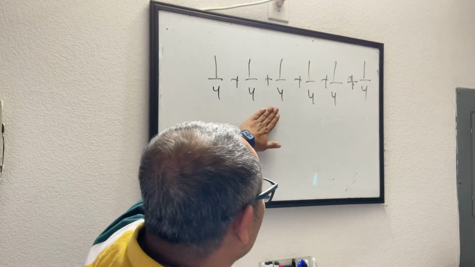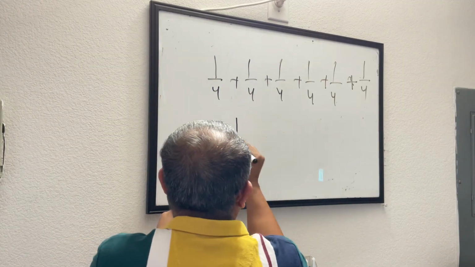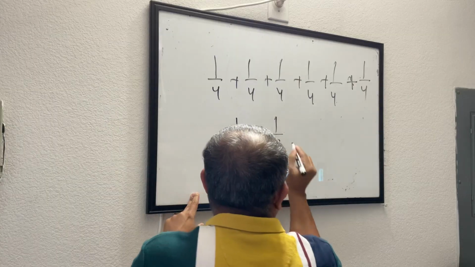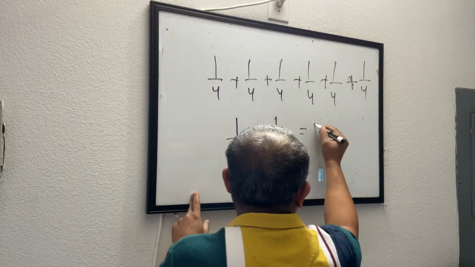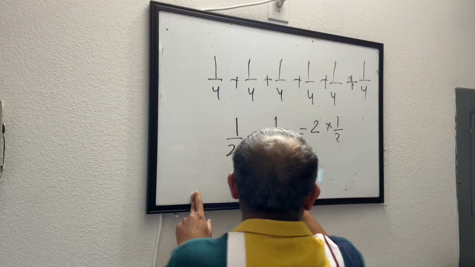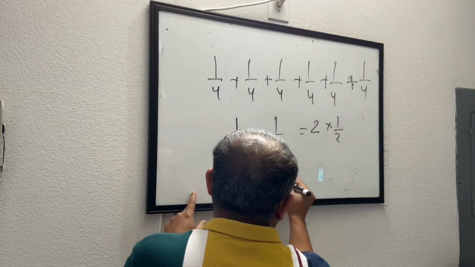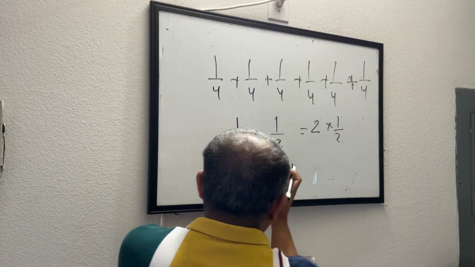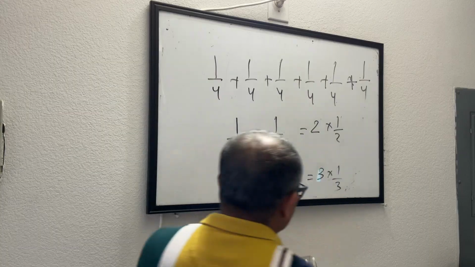Okay. This one, when we were adding, we saw what happens. When we were doing 1/2 plus 1/2, we saw that it becomes 2 times 1/2. When we were seeing this, 1/3 plus 1/3 plus 1/3 became 3 times 1/3, and that became what?